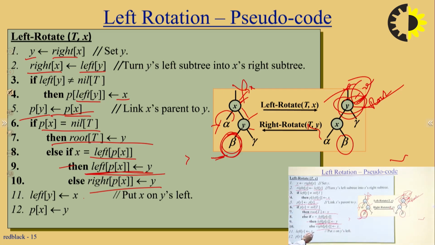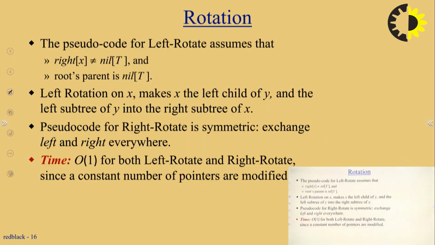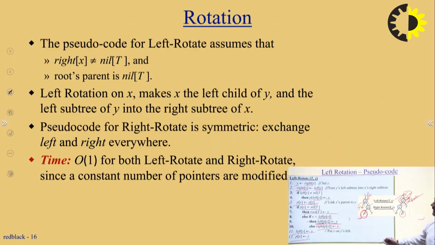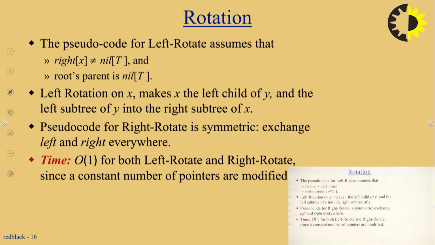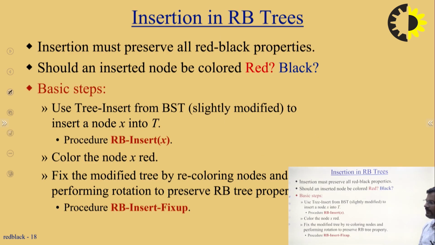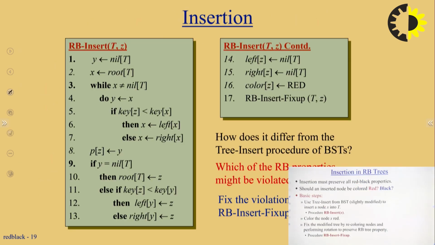Then left of y is x, x is the left of y, and y is the parent of x. In a similar way we will consider this algorithm. It's a left rotation. Similarly we will consider the right rotation. Then after that we will consider the next node.